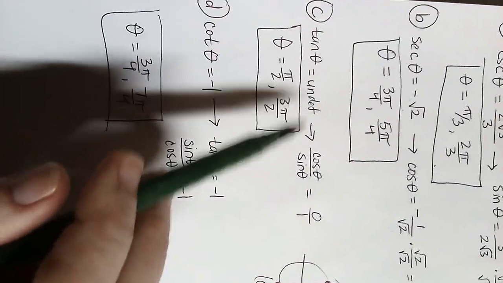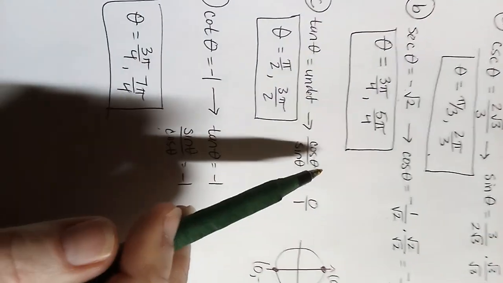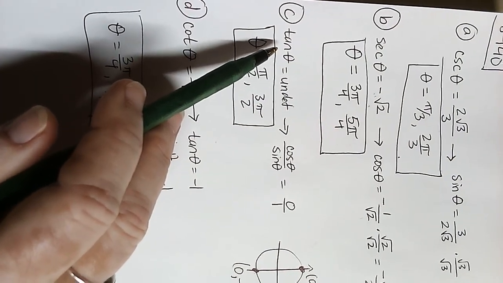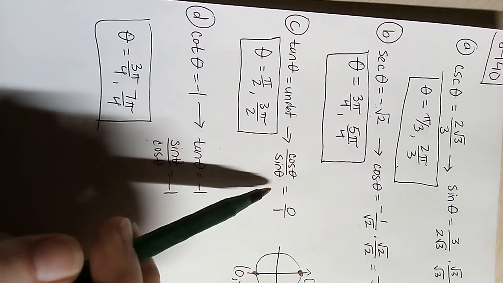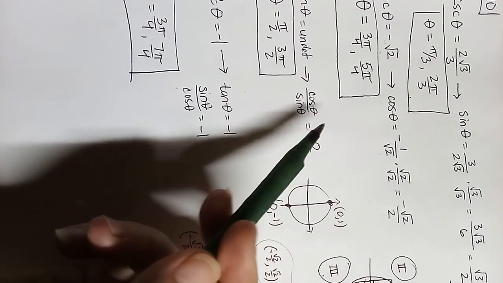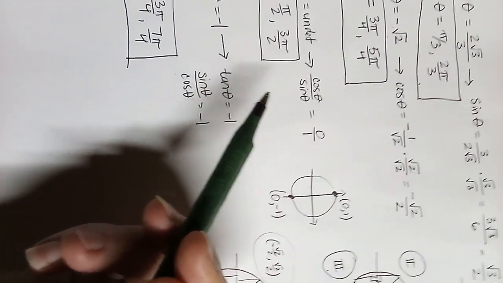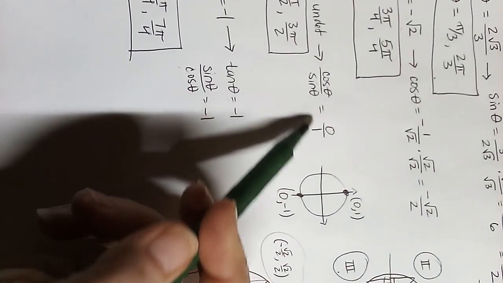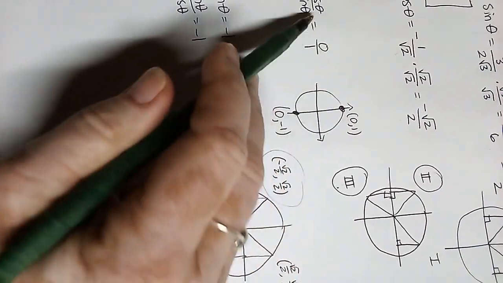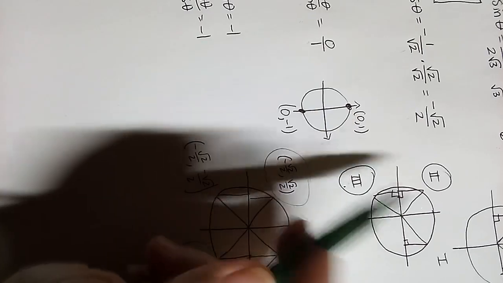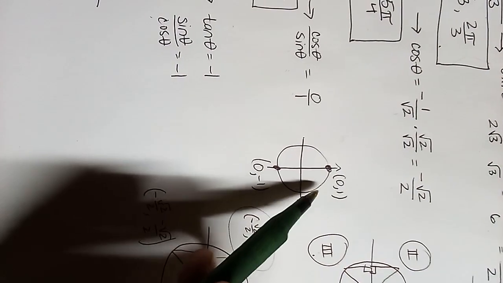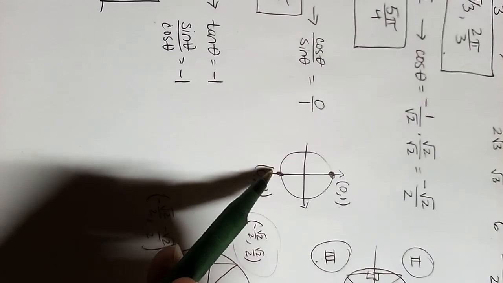Okay, so tangent, where's tangent undefined? Tangent is cosine over sine. No, tangent is sine over cosine. So I flipped it upside down, and I need to find out where cosine is 0. Cosine is 0 on the top and the bottom of the unit circle. So I guess that would be pi over 2, and that's 3 pi over 2.